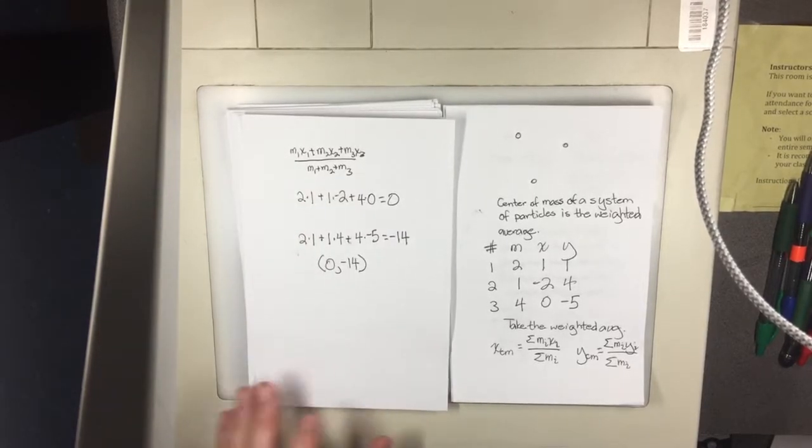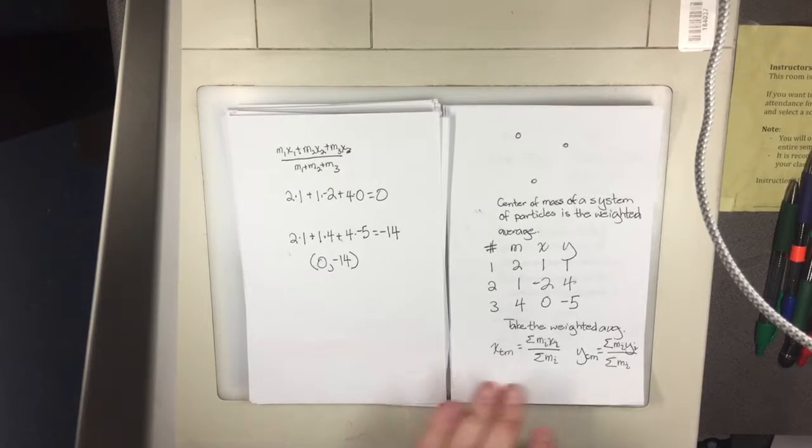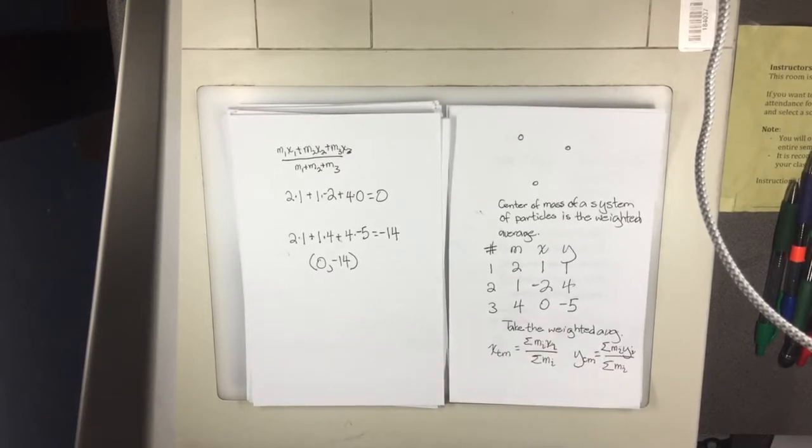And so you can figure out, if you have a system of particles, all you do is take the weighted average. Occasionally a problem creeps in where it gives you a list of these things and asks for the center of mass, and then you just have to do this.